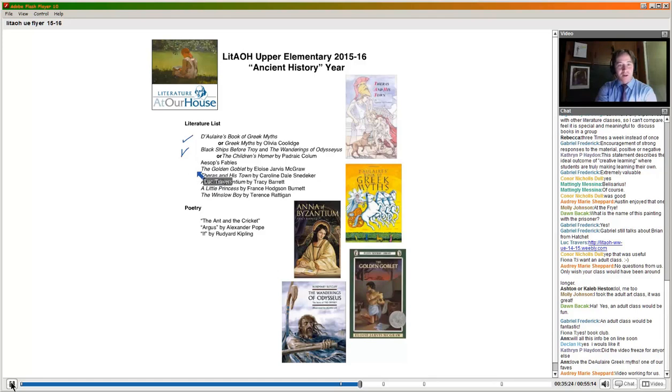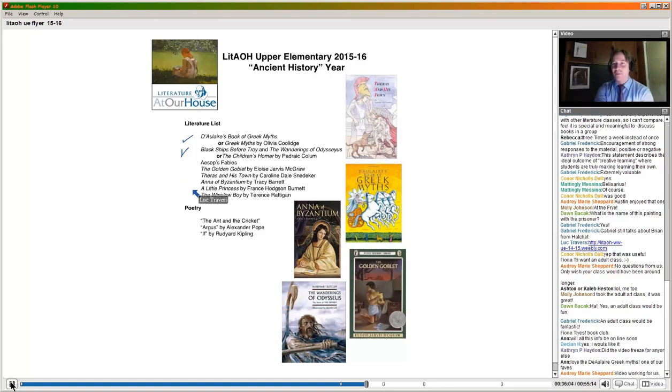And then a few novels set in the time periods that are focused in history. The Golden Goblet, set in ancient Egypt, a wonderful story about a young gold worker, goldsmith. Theras and his Town, an Athenian boy goes to Sparta and gets a culture shock. Anna of Byzantium, a young heiress is taken away from the throne and she plots her revenge.